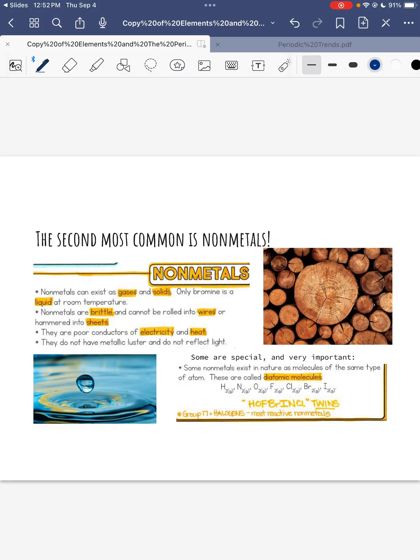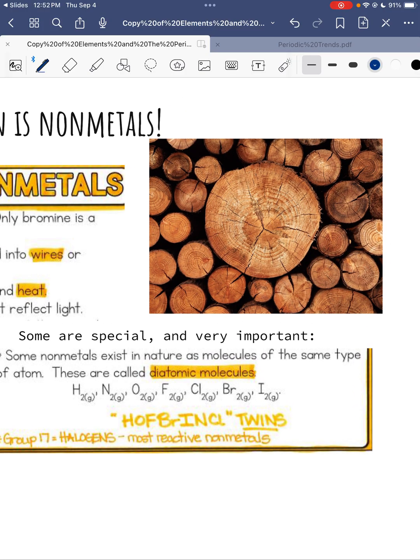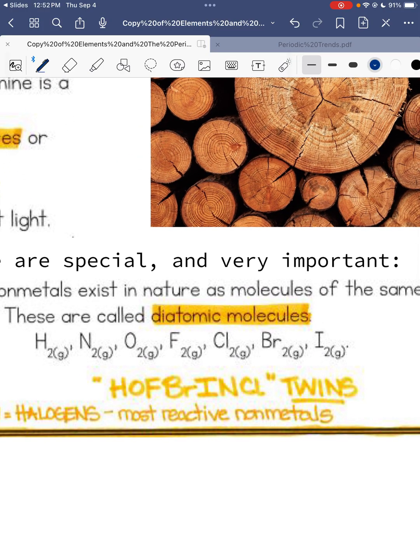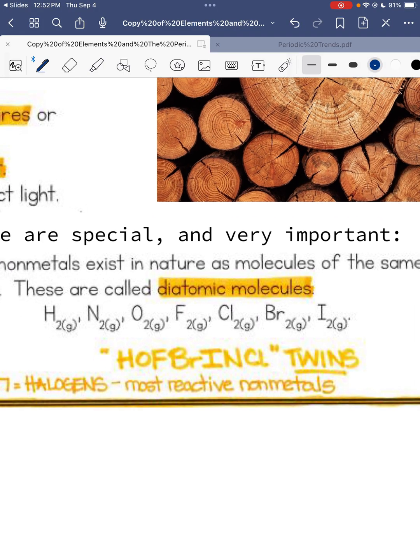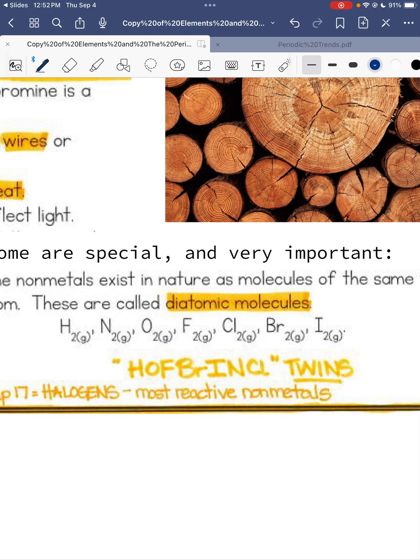There is a special group that's worth noting, the diatomic molecules, or the Hofbrinkel twins, as I'll often call them. All of these molecules, instead of appearing just alone as an atom, like a carbon might appear just as one carbon, are all going to appear bonded to their neighbors. So H would appear bonded to another H. O would appear bonded to another O.